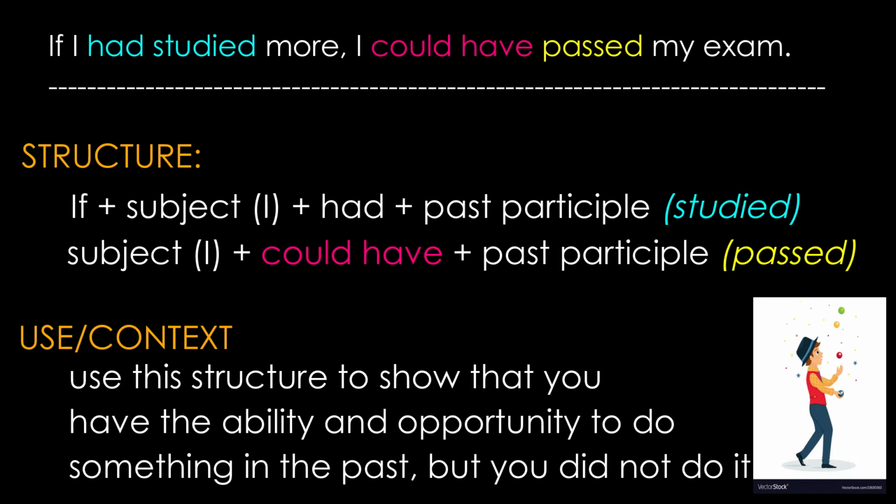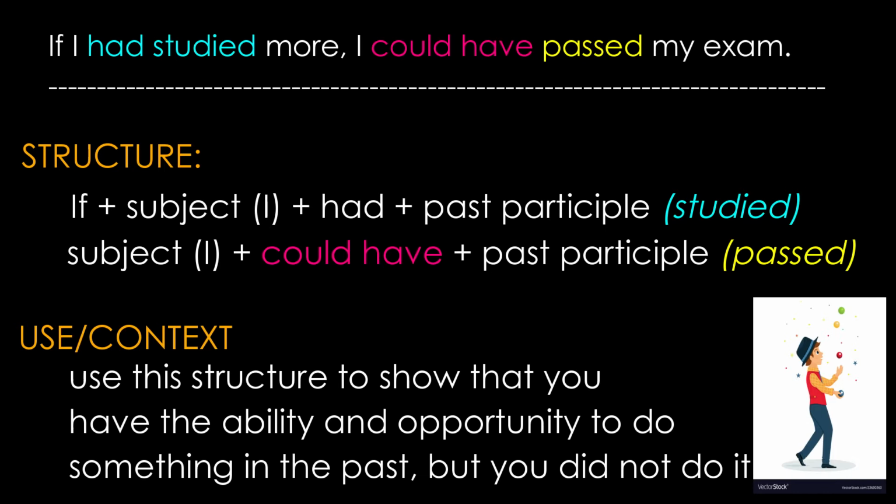The second part is the main clause. And the structure goes like this. Subject, which is I, plus could have, plus past participle. And the past participle is passed. Remember that could have always go together.